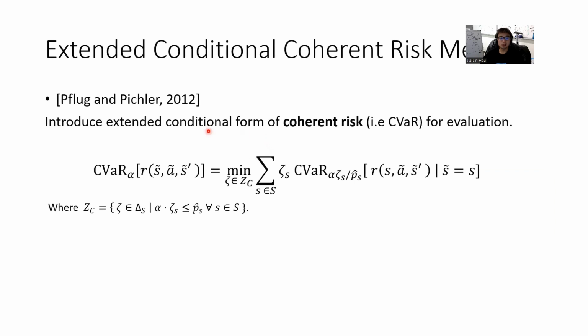The second line of work is motivated by Pflug and Pichler. In 2012, they introduced this extended conditional form of coherent risk. We'll use CVaR as an example. What it says is you can write CVaR as a function of conditional CVaR. Note that we only use reward here instead of cumulative reward, but you can extend it with cumulative reward. You can write CVaR in terms of conditional CVaR, but your risk level has to change.